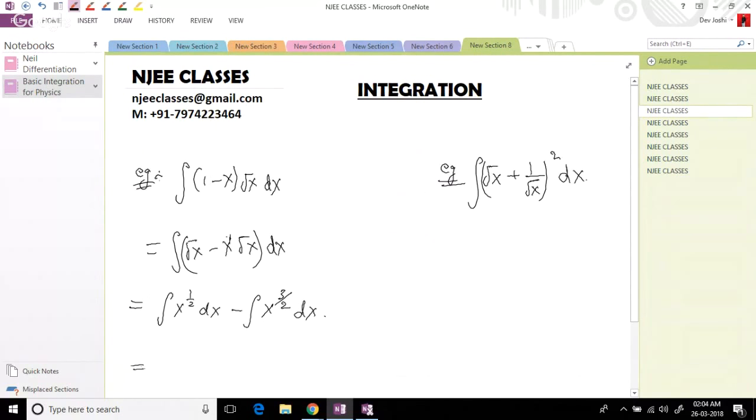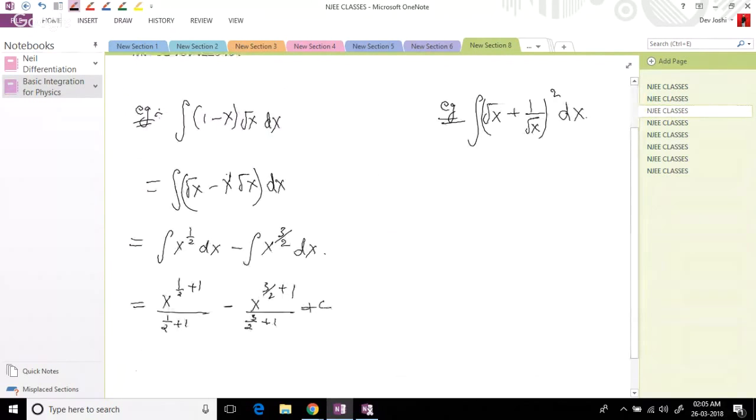So it is equal to x to the power 1 by 2 plus 1 upon 1 by 2 plus 1, minus x to the power 3 by 2 plus 1 upon 3 by 2 plus 1, plus c. That is equal to x to the power 3 by 2 upon 3 by 2 minus x to the power 5 by 2 upon 5 by 2 plus c. Correct? So this is how we can proceed with the numericals.